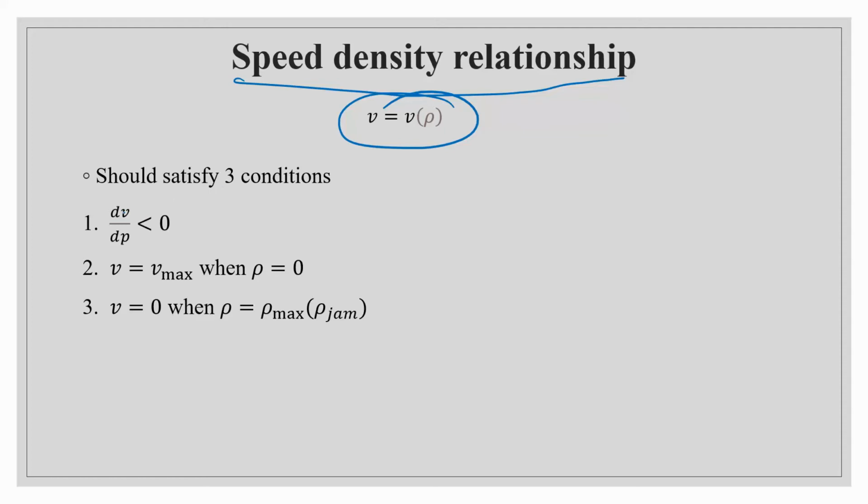First one is dV by d rho, where rho is density, should be less than 0. Then when rho is 0, meaning density is 0, the velocity should be maximum, and this is reasonable because when we see no car, we drive with our maximum speed. And the third one is V is 0 when rho is rho max. That means that our velocity becomes 0 when there is a condition of jam. So we must make sure that any speed density relationship we choose, these three conditions must hold true more or less.